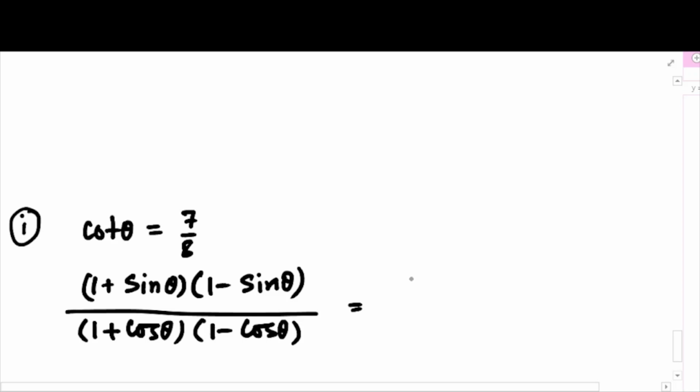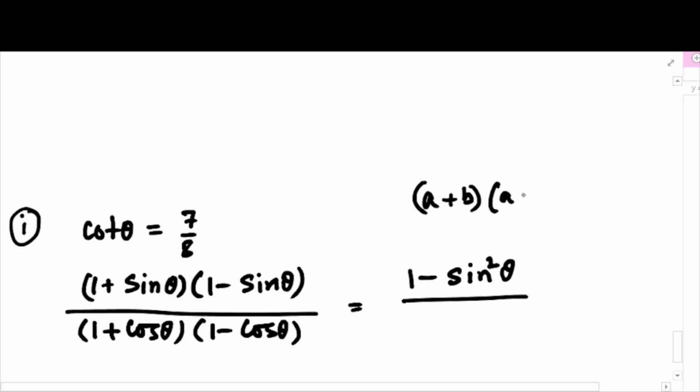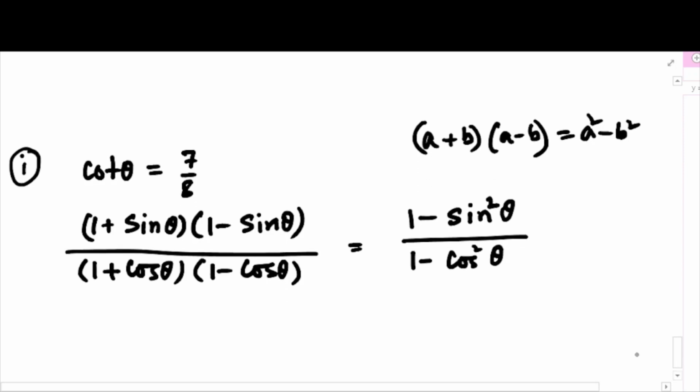So in the numerator it's becoming 1 minus sin square theta. Like we are applying the formula (a plus b) into (a minus b) equals a square minus b square. So (1 plus sin theta)(1 minus sin theta) will become 1 square minus sin square theta. In the denominator, in the same way, it will become 1 minus cos square theta. Now 1 minus sin square theta is equal to cos square theta, and 1 minus cos square theta will become sin square theta.